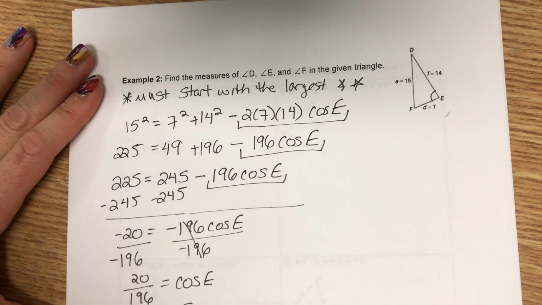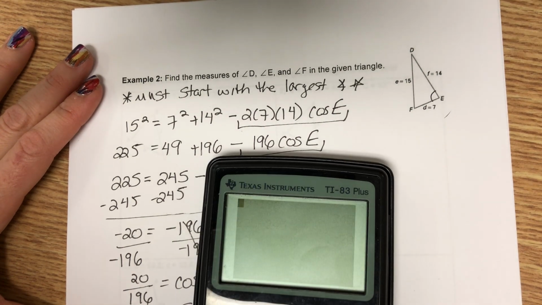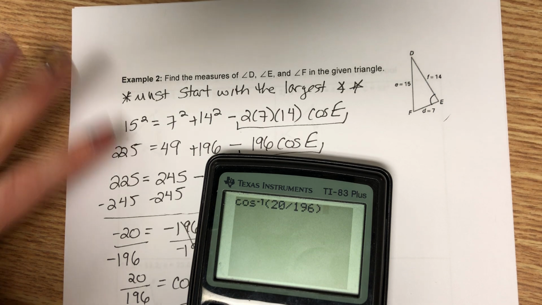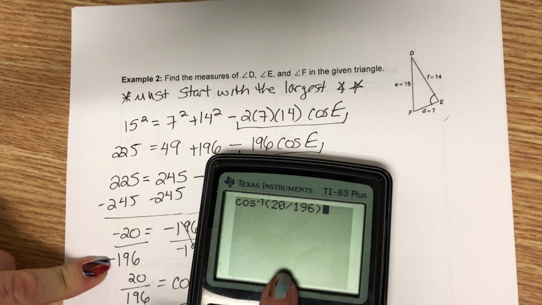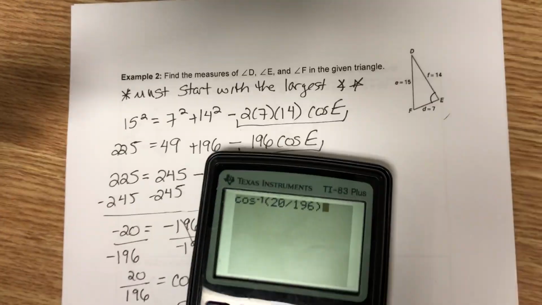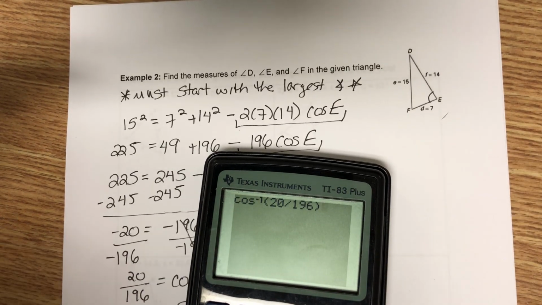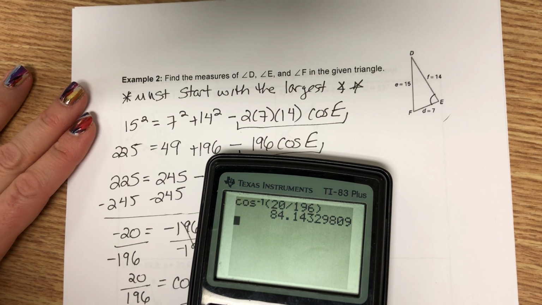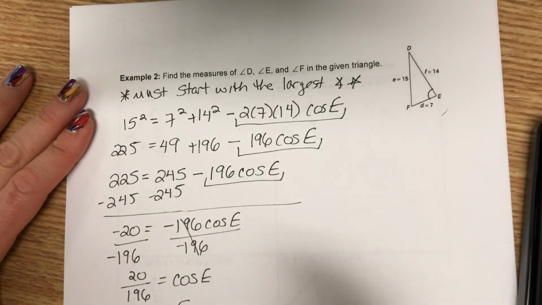So to get E, I'm going to do cosine inverse of 20 divided by 196. They were both negative, so I made them both positive. If you type both negatives, that's fine. And I get 84, we'll round to an integer. Let's go 84 degrees.